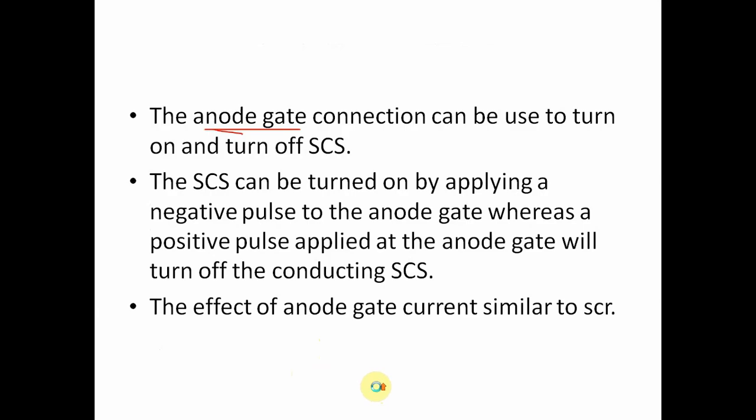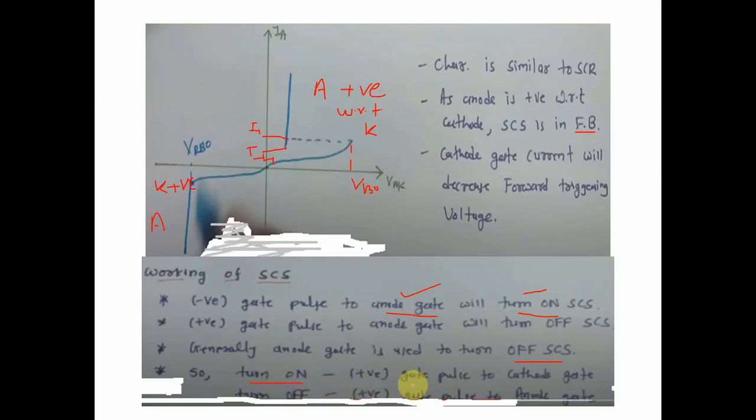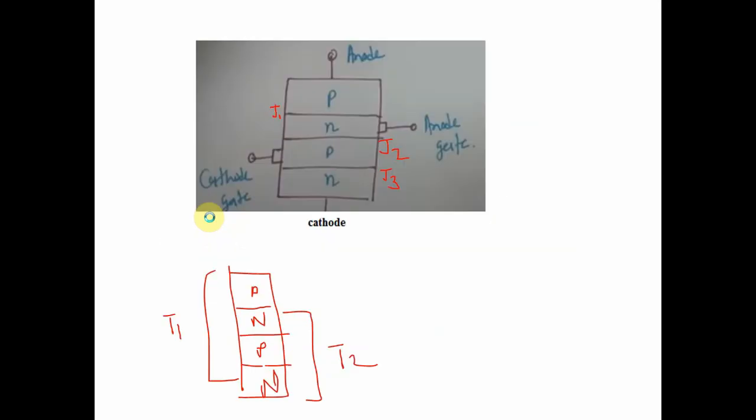The important point in SCS is that to turn on SCS, a positive gate pulse is applied to the cathode gate, and to turn off SCS, a positive gate pulse is applied to the anode gate. Here the two gates are present. See here, this one is the anode, and this one is the anode gate. This is the cathode, and this is the cathode gate.